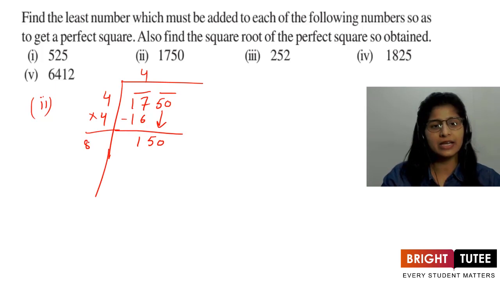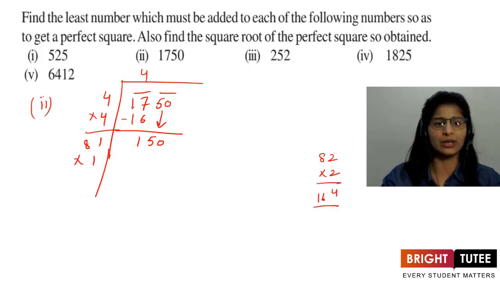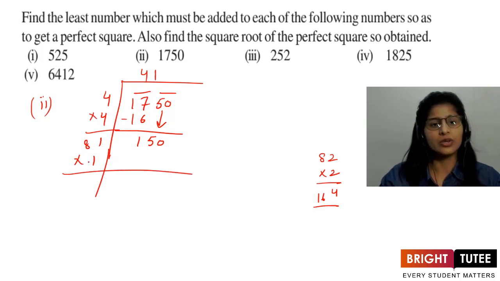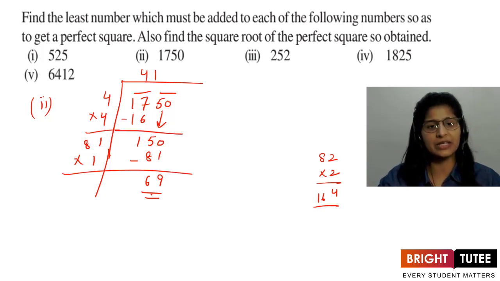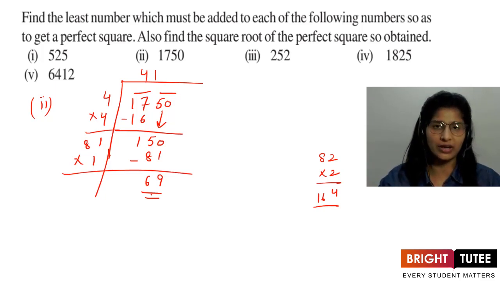Now double of 4 is 8. Okay, and here it is 150. So if we do 82 into 2, just see 2 2s are 4, 2 8s are 16. We get more than it. So we will go with 1 only. Okay, 41. So 81 into 1 is 81. Let us subtract it. 10 minus 1 is 9. 14 minus 8 is 6. Understand that? So we get 69 as the remainder and quotient is 41.